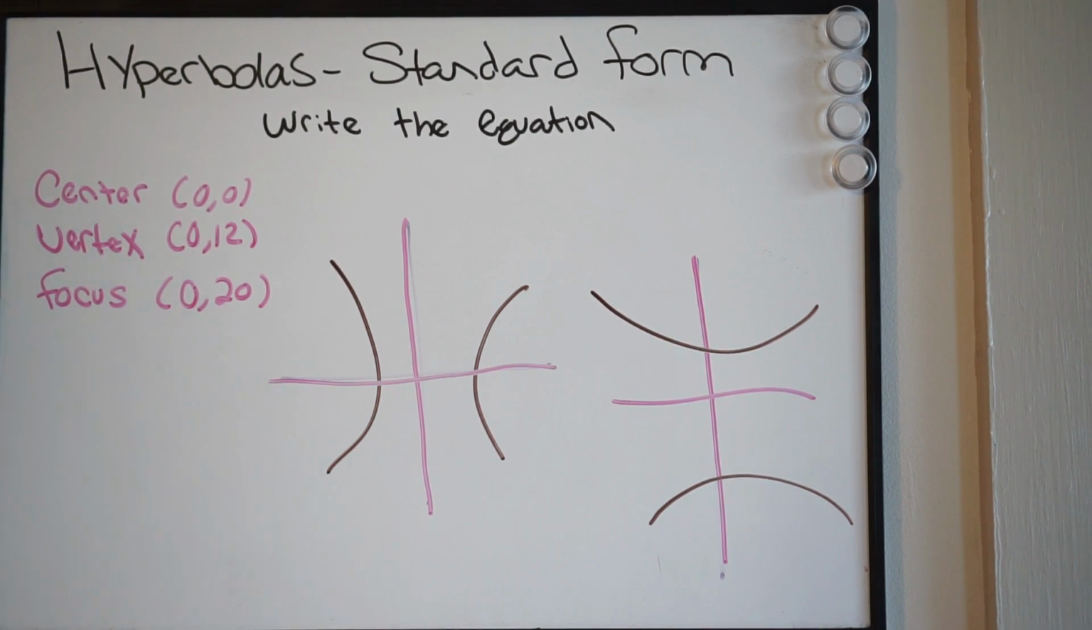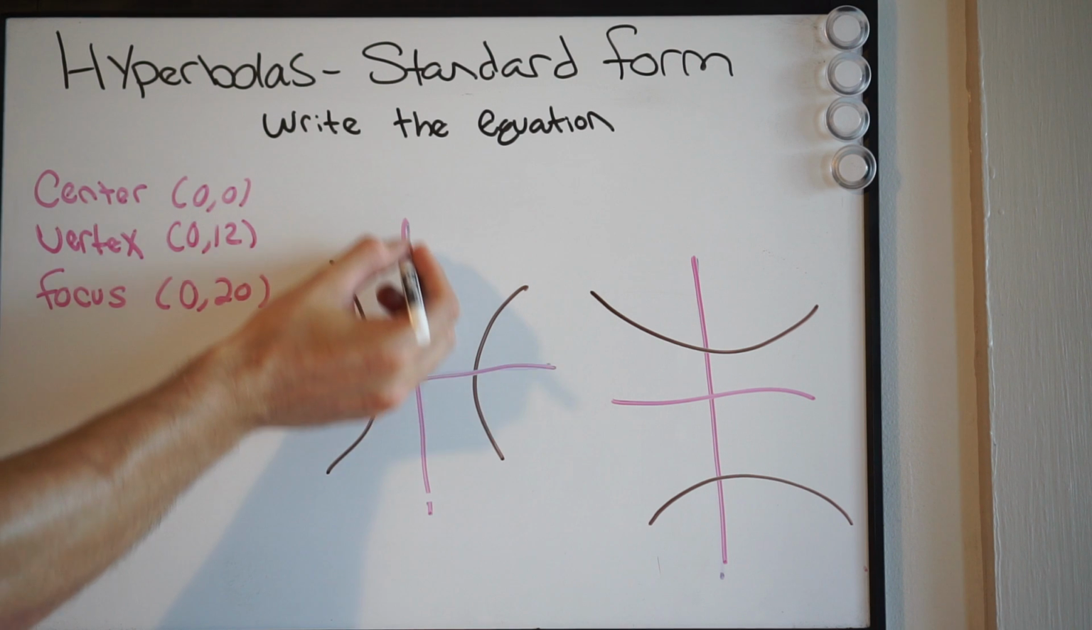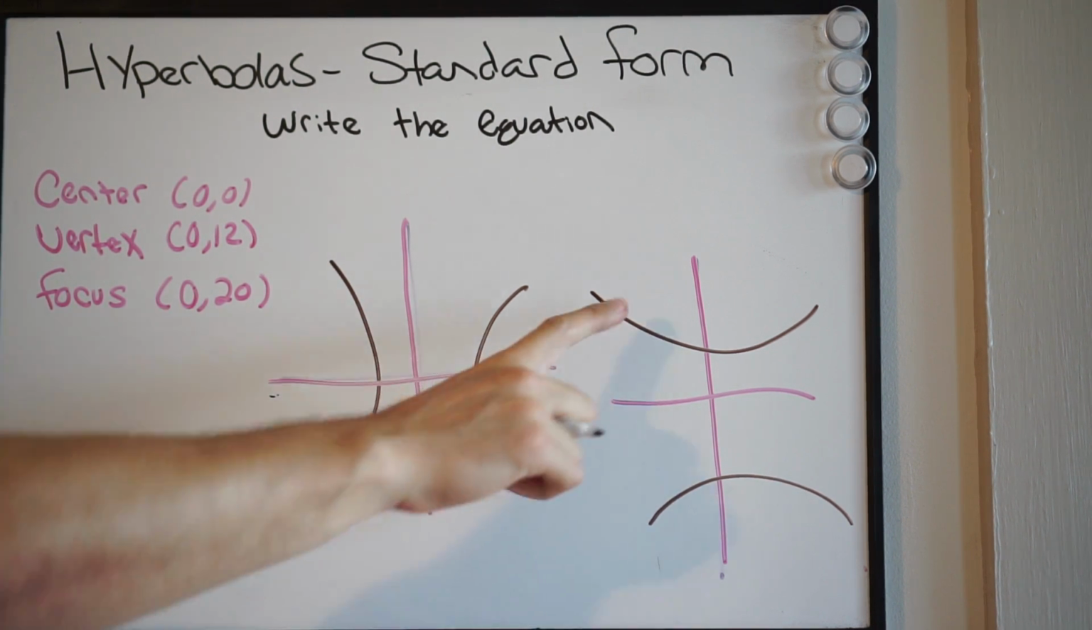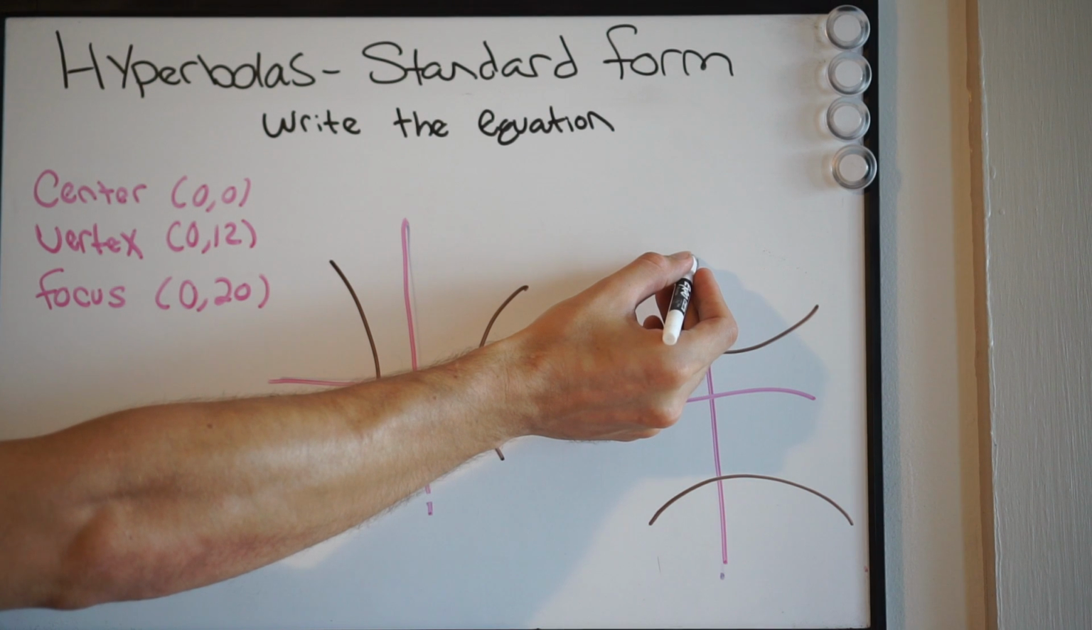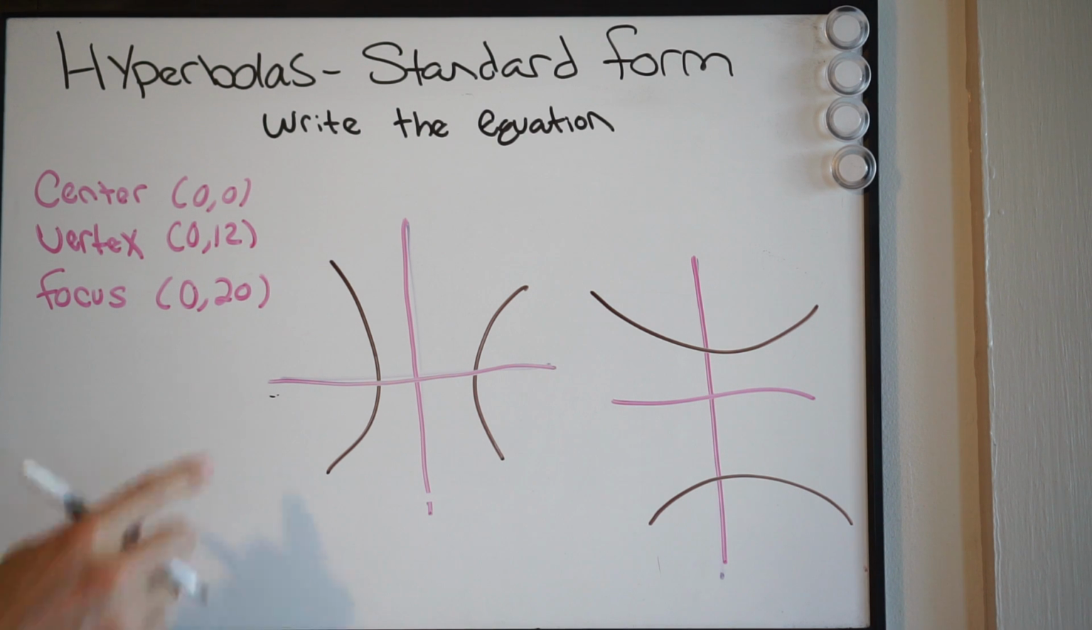So again, we have the key points here. We're given the center, which is going to be the origin here, and we're given the vertex and the focus or the foci. Now, it's important to remember that the vertex and also the foci are going to occur on the transverse axis. For example, when you're dealing with a horizontal hyperbola, your transverse axis is going to be the x, your conjugate axis is going to be the y, and vice versa. If you had a vertical hyperbola, your transverse is going to be the y, and your conjugate is going to be the x.